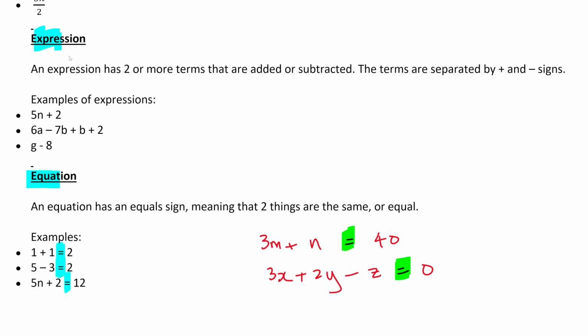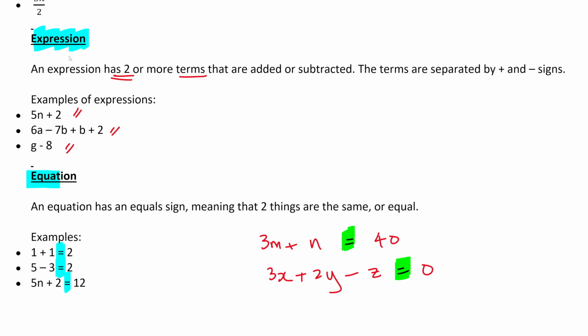So let's look at expressions, these guys here. Expressions are kind of like equations, but they don't have an equal sign. Here are some examples. With expressions, it has two or more terms. I'll explain what a term is in a second.